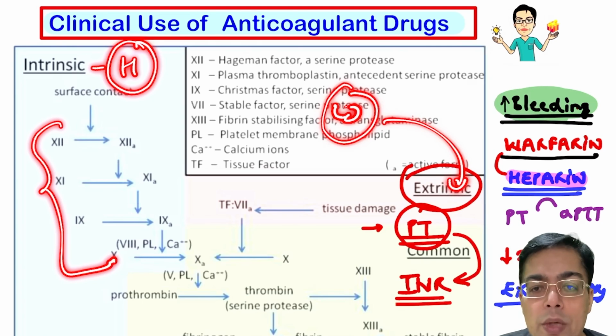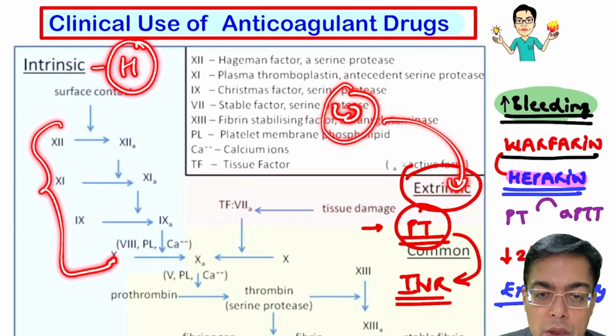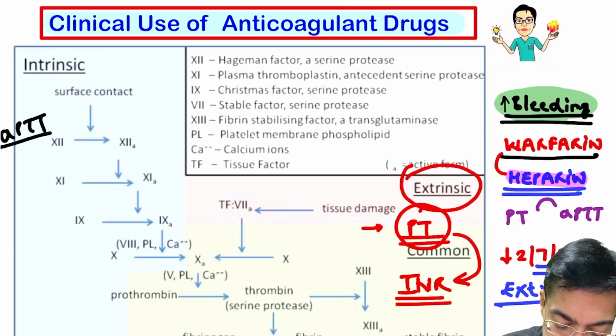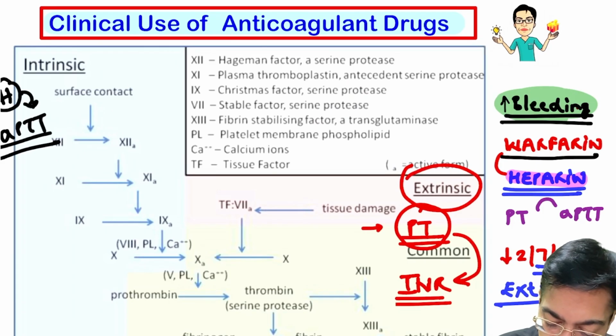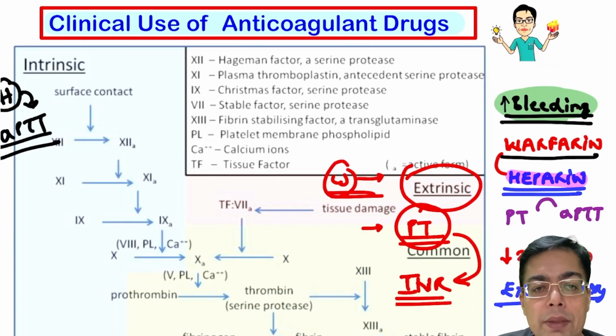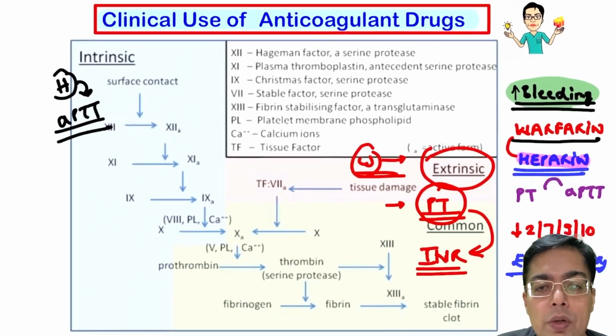Therefore, for any patient who has been given heparin, the monitoring of the intrinsic pathway becomes very crucial. And which parameter is used for monitoring of the intrinsic pathway? Yes, you know it right. The monitoring of the patients is done with the help of APTT. So heparin monitoring is done with the help of APTT. Warfarin monitoring is done with the help of prothrombin time. That is what we need to remember so far as the clinical use of the anticoagulant drugs is concerned.